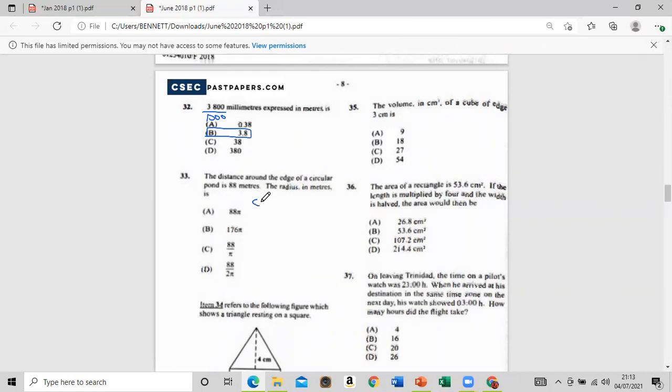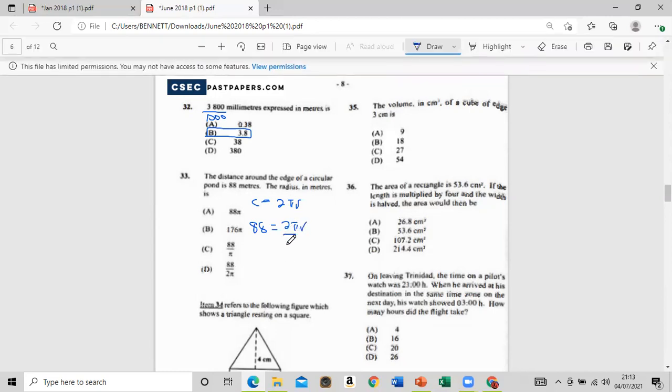The distance around a circular pond is 88. So I'm going to just put that 2 pi r. When it says circular, it's the circumference. So that equals 88. Then we now work out the pi, right? So 2 pi r is the final answer. So for transposing, we just divide by 2 pi. I'm sure you guys know how to do that.